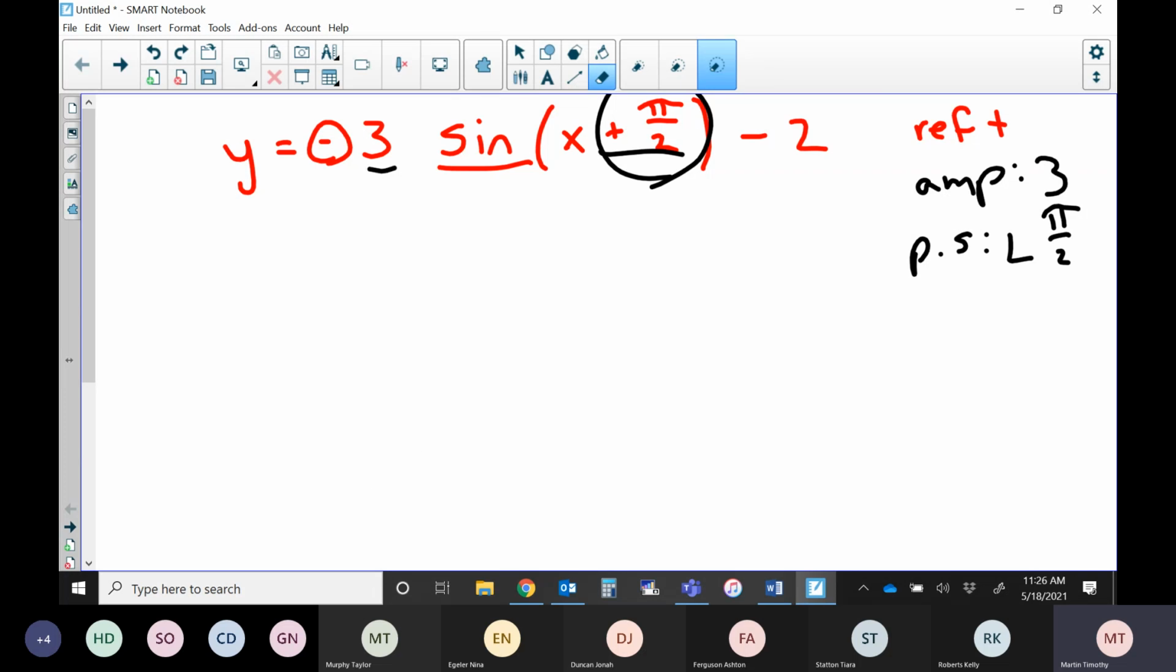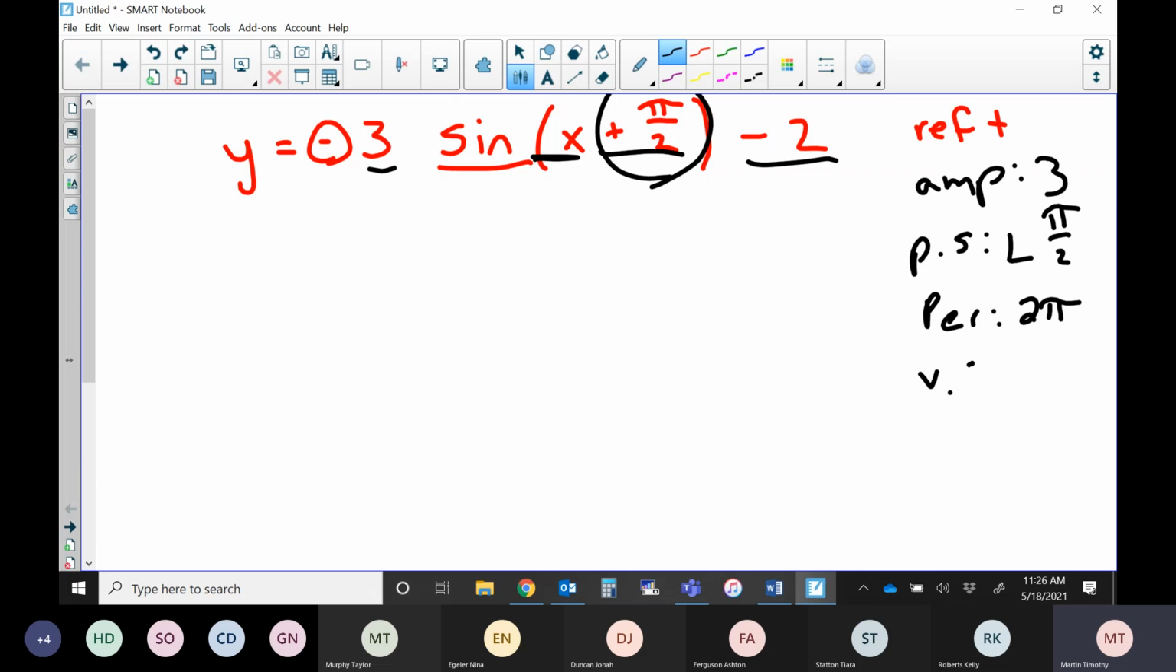And finally, there has been no period change. So sorry, that's not finally. There's been no period change. There's nothing there, so it's still a 2 pi. And then finally, it's a vertical shift, and it's going to be down 2. Does everybody understand how I knew all of this stuff over here? Because based on that stuff, I'm going to make a graph.